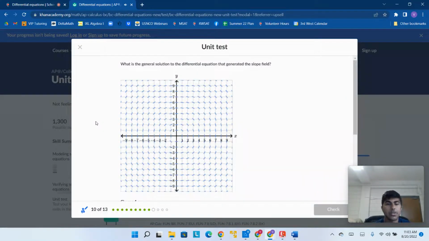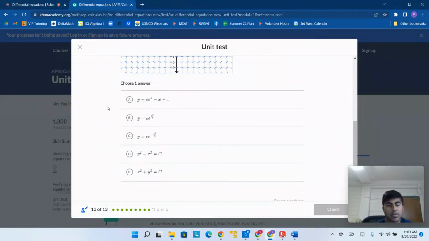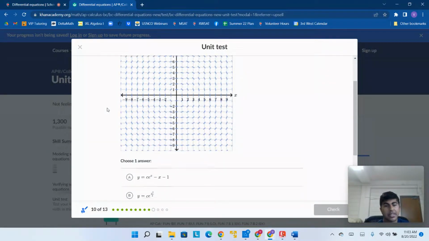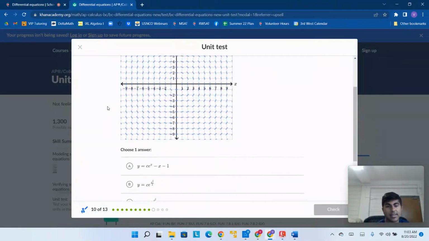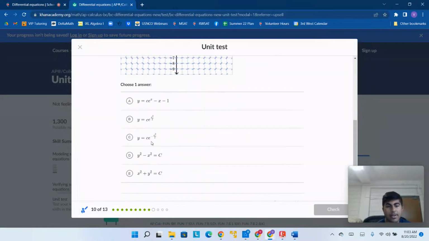What is the general solution? Oh, the differential equation that generated the slope field. This is interesting. Everything that's on the x or y axis is 0. So it's probably going to be like x times y or something. Or actually, this isn't even a dy/dx. If x is anything, x can be literally anything. If x is 0, then y becomes a lot of things, doesn't it? So we're going to have to find the derivative here if we want to really get anything done.